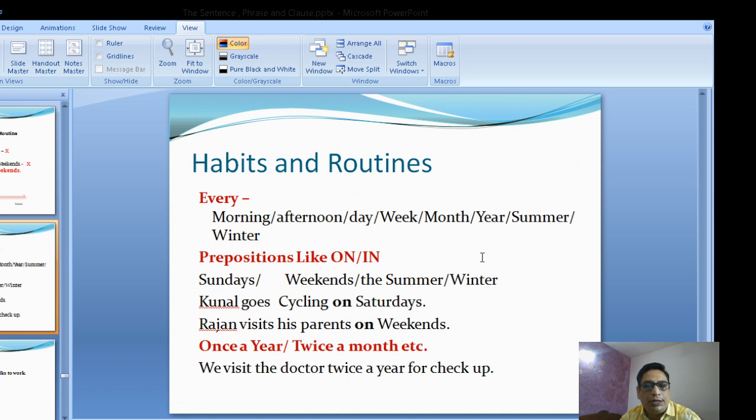Now, when we are talking about habits and routine, we denote them in three different ways. For example, we use words like every. Every is a word that is used to denote a habit or make you understand that this is a habit. For example, every morning, every afternoon, every day, every week, every month, every year, every summer, every winter. It doesn't have to be every day. It can be every year as well. So when we use the word every, we talk about a habit.